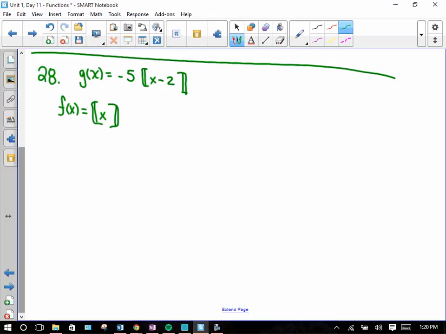So when you have a number, think of it like this. We're going to sort of build on this. All right. We have f of x, which is the same as saying y. All right, so this is going to say y. We're going to build on this right here.